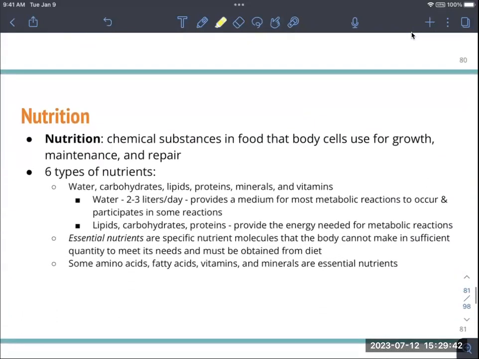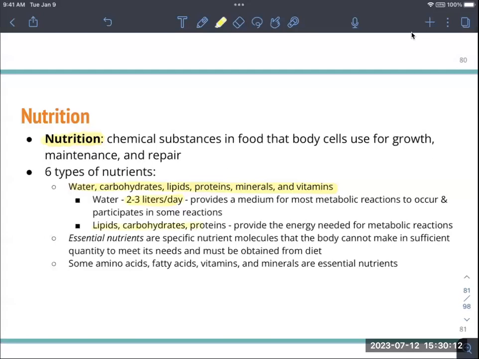So nutrition. These are all the different chemical substances of food that our body needs for growth, maintenance, and repair of all of our cells. We have water, carbohydrates, lipids, proteins, minerals, and vitamins. These are the different types of nutrients our body needs. We need 2 to 3 liters of water a day because we're losing water all day long.